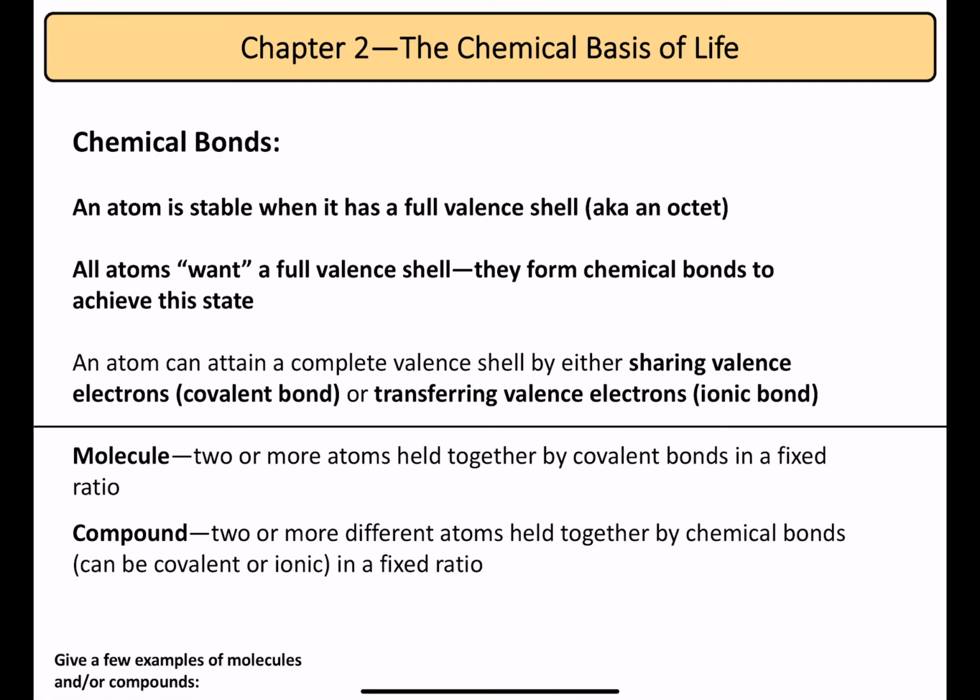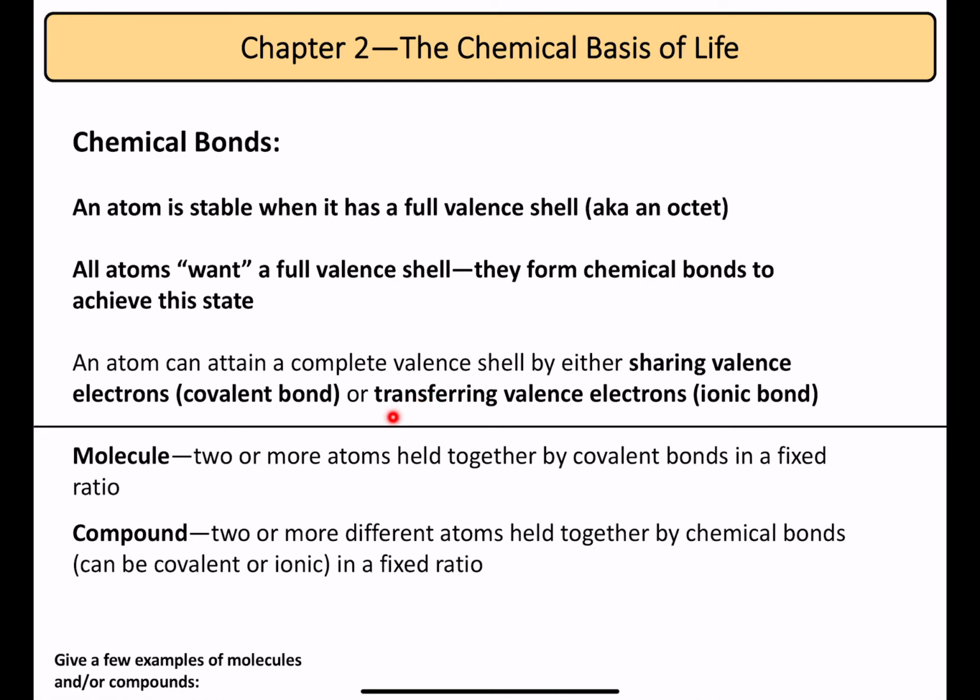Now, there are two general ways that an atom can attain an octet. The first is it can share electrons with another atom. And if two atoms that are in close proximity to one another share electrons, we call that a covalent bond. So think of covalent as being synonymous with sharing.